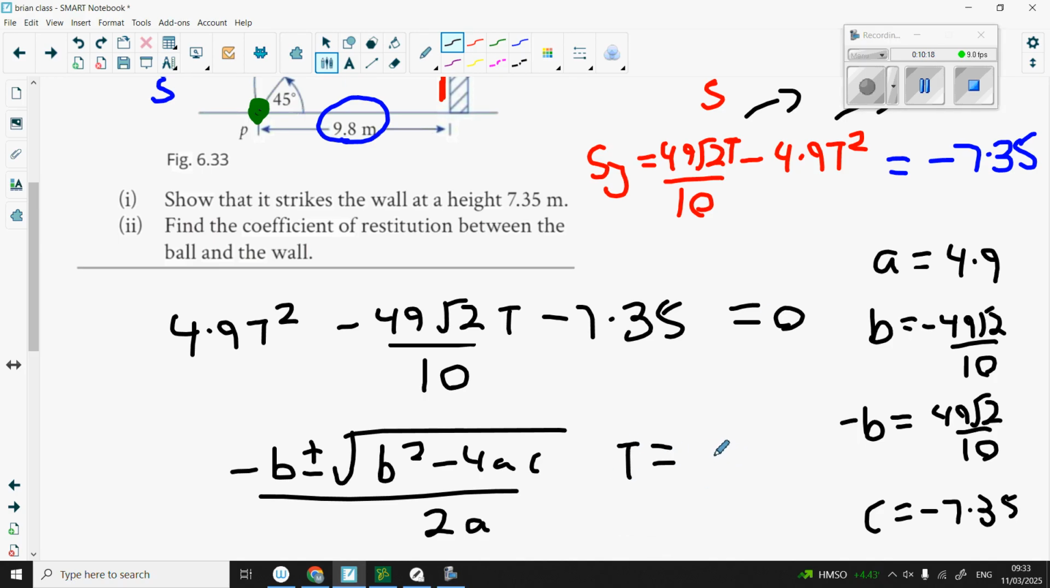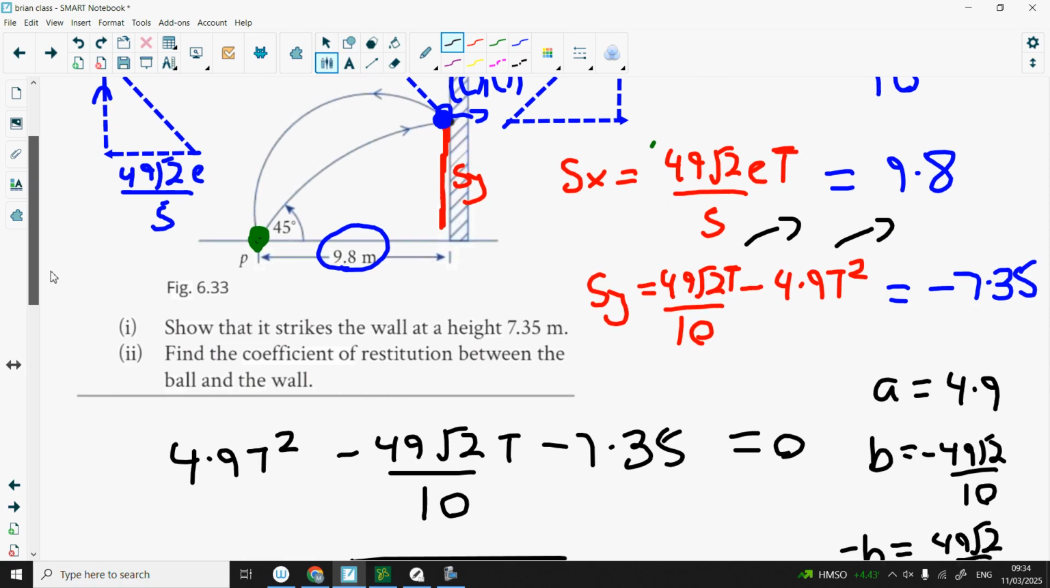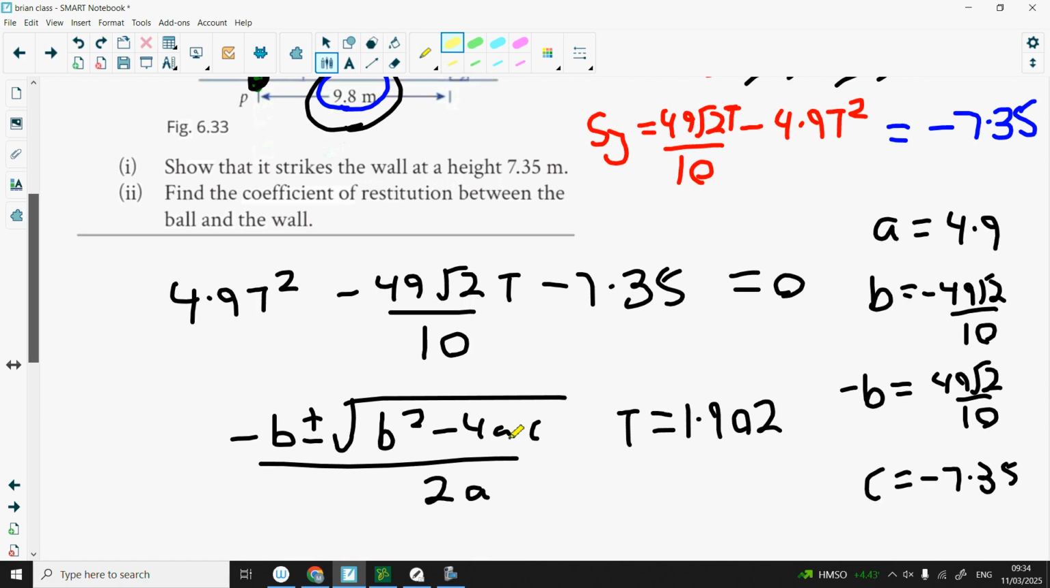Everybody did that, and everybody's coming out with t equals what? For the positive one? 1.902. Has anybody verified that? Okay, excellent. Now, what are we going to do with that t value? We're going to put it into the same time. At the same time, Sx is 9.8, Sy was minus 7.35. So we can actually take this t value here and replace it with what you told me a second ago, 1.902.